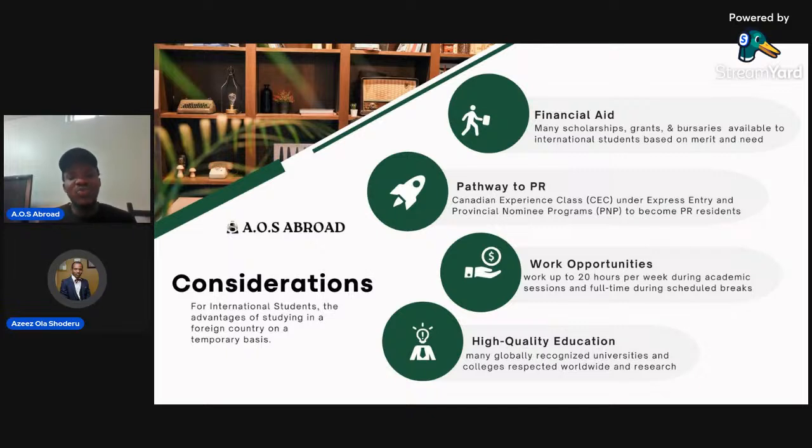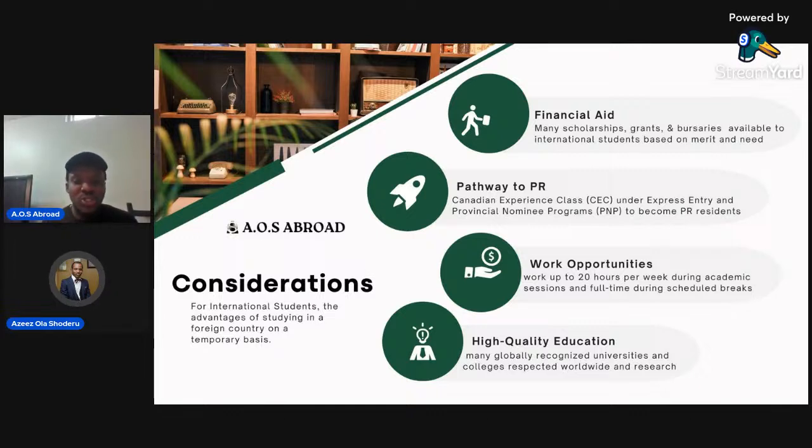Now let's move on. What are the considerations for international students and the advantages of studying in a foreign country on a temporary basis? Because we need to know, if you decide that you want to come through a study permit route, what exactly would you benefit from? Firstly, you benefit from high quality education, because many globally recognized universities and colleges are in Canada, and they are respected worldwide, and they have research institutions as well where you can carry out research if that is what you want to do.